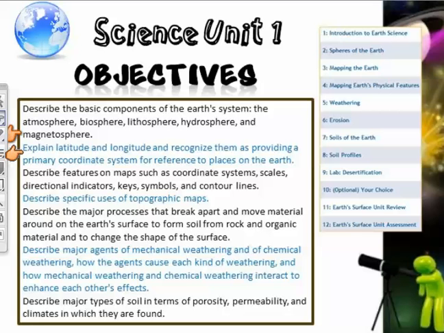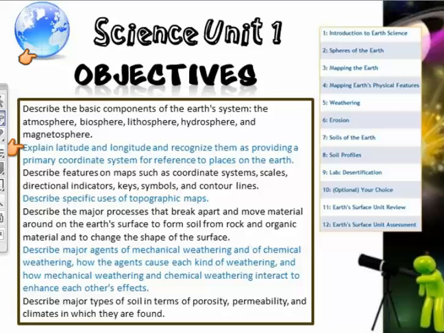Make sure that you can explain latitude and longitude. Make sure you know that latitude are those lines that lay flat, and it is going to be distances north and south of the equator. Longitude are those long lines or the vertical lines that run from pole to pole, and so they're going to measure distances east and west of the prime meridian.